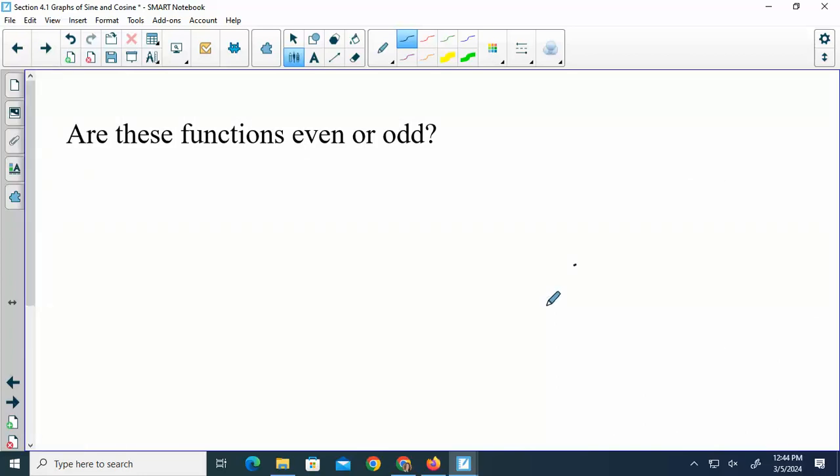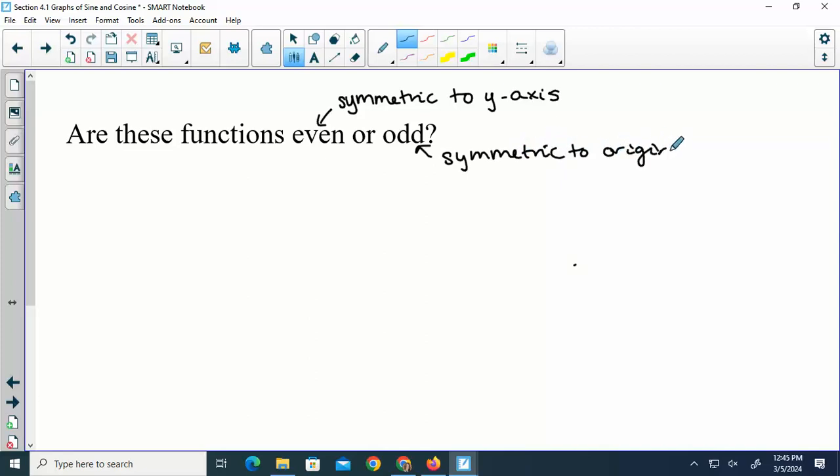If I wanted to know if these functions were even or odd. Even is an algebra term that has to do with symmetry. Even means symmetric to what? The y-axis. And what does odd mean? Symmetric to the origin, because you have to flip over both axes.